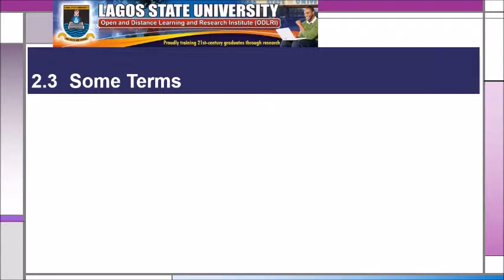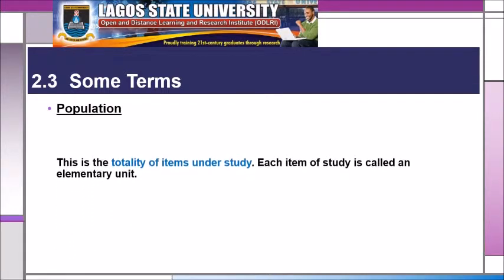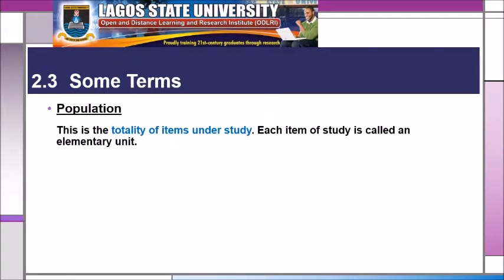So let's look at some terms in statistics, and these terms will enable us to be able to know how data are arrived at. The first is population.